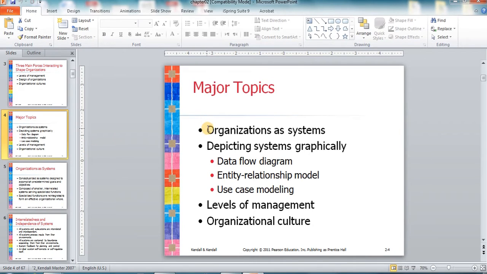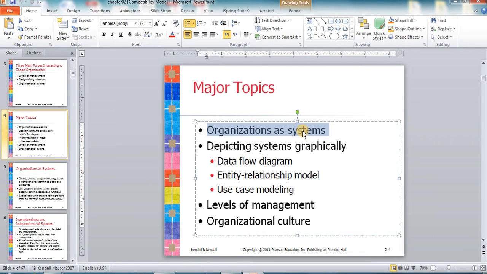So we will have four major topics in this chapter. The first one is how to describe and depict organizations as systems, which will be the main topic in this lecture. Then we will talk about how to depict these systems graphically, how we can draw graphical representations that will depict the whole organization as a single system. Mainly, we will be talking about data flow diagrams, entity relationship models, and use case modeling. We will talk briefly about each one of these and how it can help us achieve a comprehensive overview of the complete organization as a system.